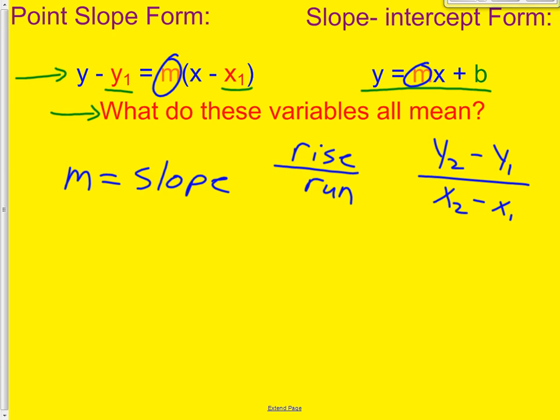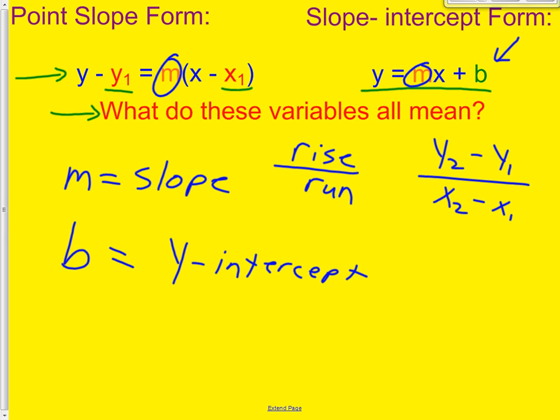Next one, let's talk about this letter B right here. Once again, maybe some of you remember. If you don't, I'm sure it'll come back to you quickly. B is the y-intercept. So whatever number that is where it crosses on the vertical axis, that y-axis. So that is what the letter B is. It's where it crosses the y-axis.